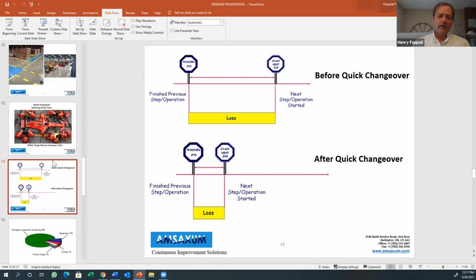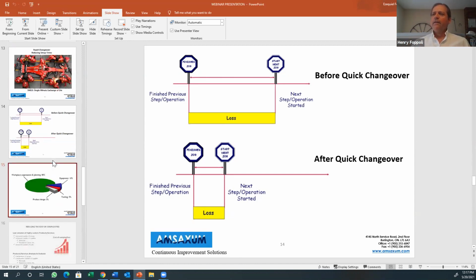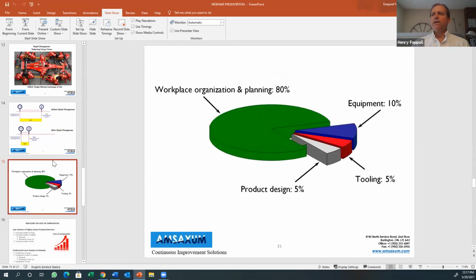Many times there is a way to map that process with a spaghetti diagram and see the amount of time that companies are wasting in motion, with people moving around to grab tools and accomplish the work. It is very important to remember that you don't need to spend big money in capital acquisition to significantly improve a changeover, because 80% of the improvement comes from inexpensive tools like 5S. The other 20% could be related to equipment, tooling, or product design.